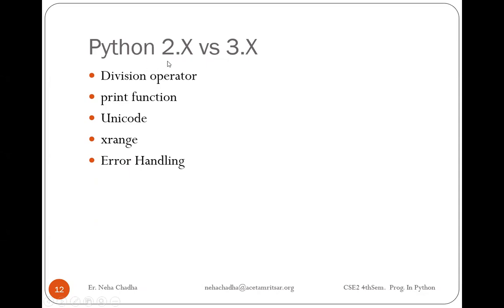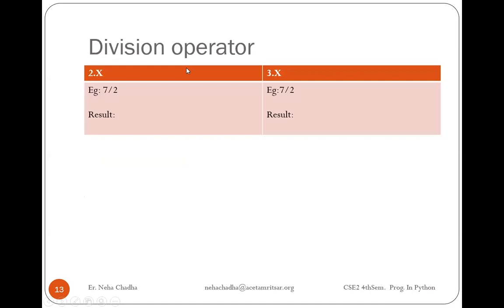Now comparing Python 2.x with 3.x. As we have studied, the earlier version of Python was 2 point something, and currently we are studying 3.x. These are the ways by which Python 2.x differs from 3.x. Let's consider it one by one. In the division operator, you don't need to install your 2.x version. You just need the 3.x version.